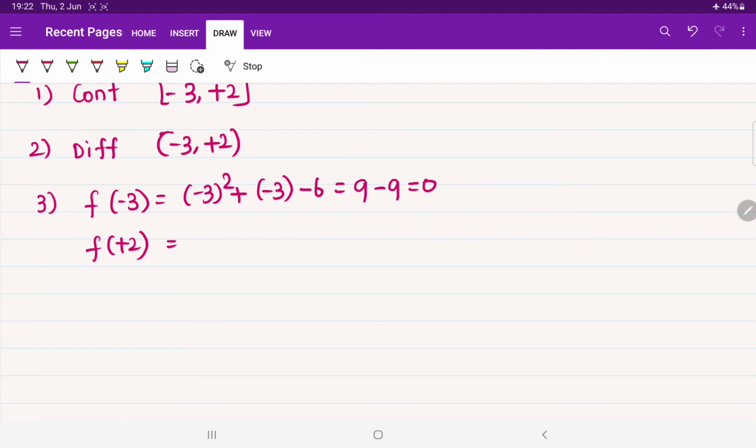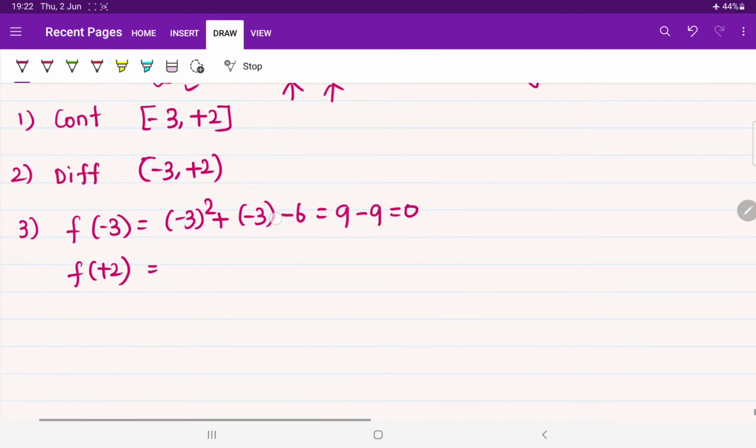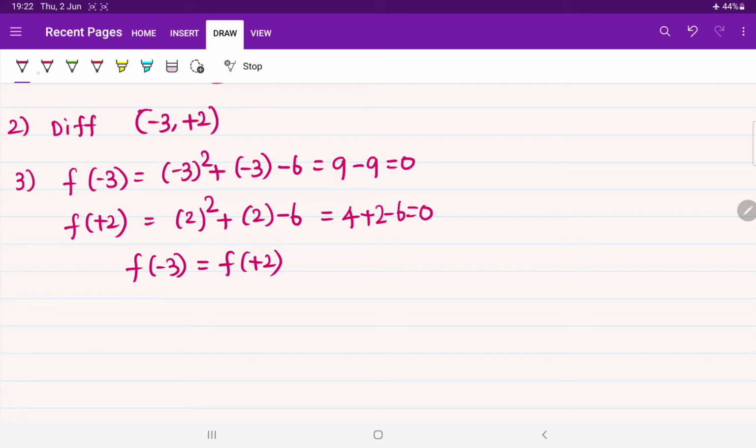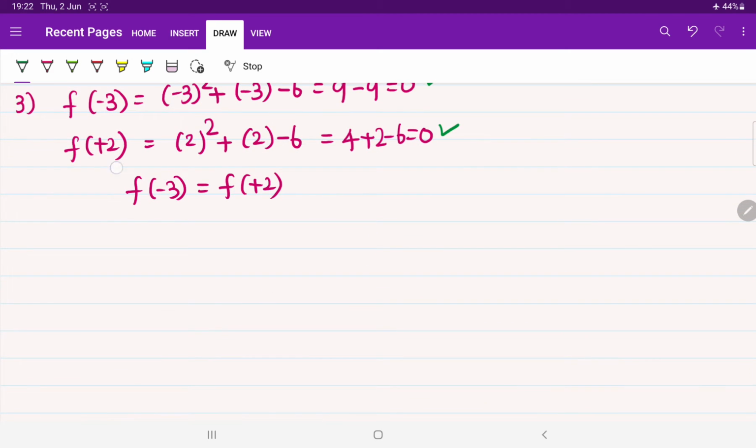Now check the value of f of +2. If I am taking the same function, +2 gives 2 whole power 2 plus 2 minus 6. 2 square will give you 4, plus 2 minus 6, equals 0. Now check whether f of -3 equals f of +2 or not. Yes sir, they are equal. Both values yield 0 only. Sir, the third condition is also satisfied in the given function.